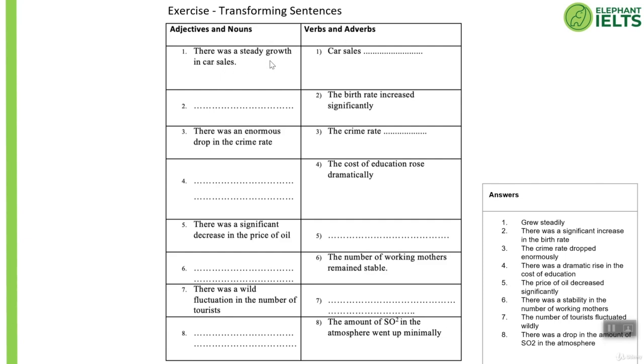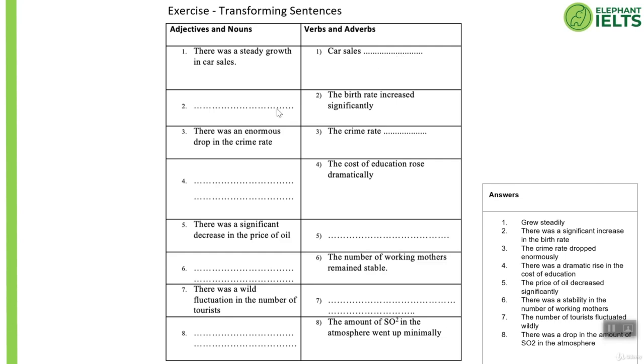There was a steady growth in car sales. So we have here adjective and noun. To transform it, we can say car sales grew steadily. So grew would be the verb from the noun growth, and steadily would be an adverb. Car sales grew steadily. Look at number 2.